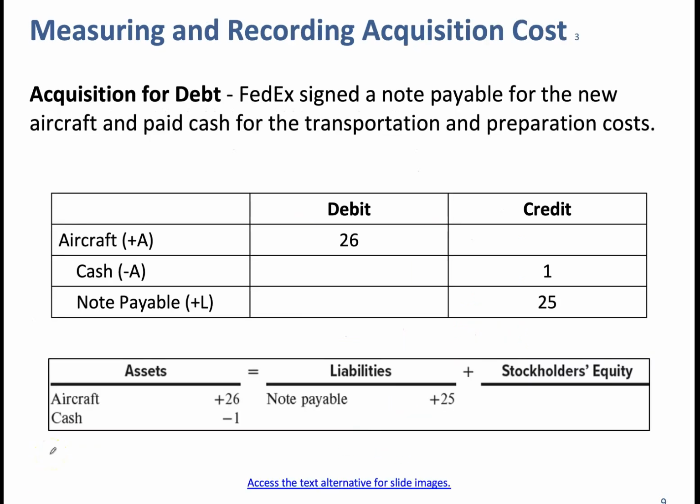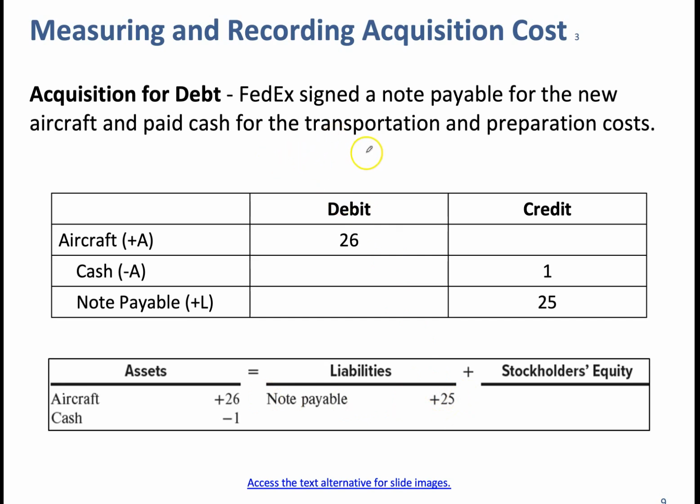All right, so here is an example. FedEx acquired a new aircraft for transportation. That's 26, I believe, say million. I don't know. It didn't say what unit it is, but let's still assume it's in million. So the aircraft is worth $26 million, and FedEx signed a notes payable to purchase the aircraft. So the credit side would be the notes payable. If we increase an asset, we also increase the liability.